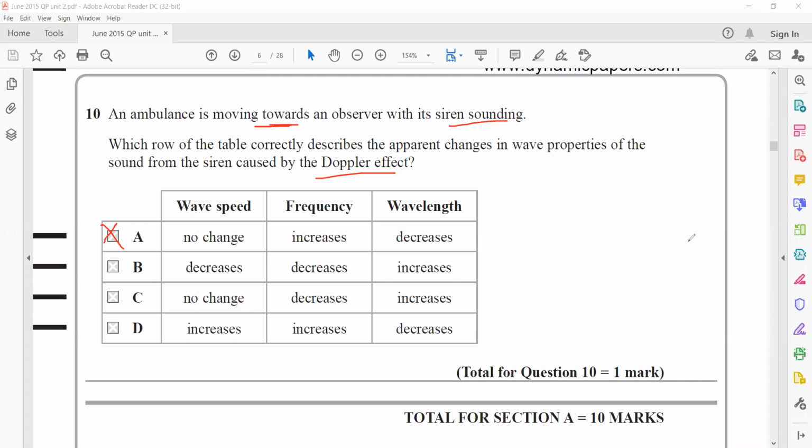The Doppler effect is the apparent change in frequency and wavelength due to relative motion of the source or observer. If the source and observer are moving towards each other, the frequency will increase and the wavelength will decrease. The apparent change is not from what is emitted, but what is received by the observer. So this was June 2015, Unit 2 of IEL Physics.